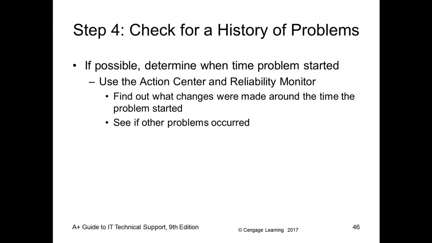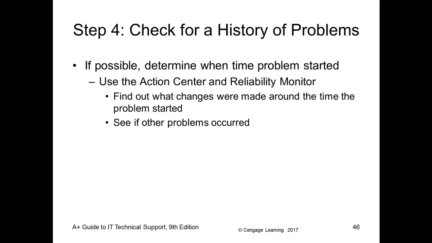Okay, step 4 is check for a history of problems, and this is where the Action Center can come in handy. Remember, the Action Center is going to display errors, warnings, and all that kind of stuff. So this will actually show you, okay, this has been a warning for the last 6 months. Now it's turned into an issue. So this is a great way to kind of flush out certain areas.